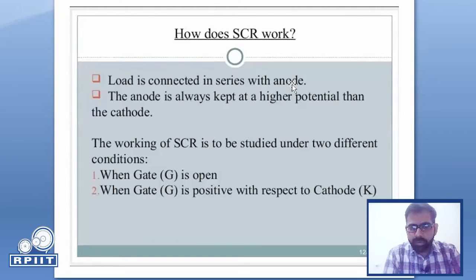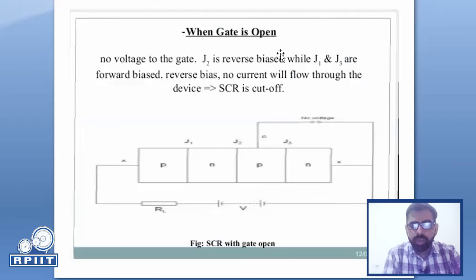So the load is connected in series with the anode. The anode is always kept at a higher potential than the cathode. So anode and cathode are the two terminals. Anode is always kept at a higher potential in comparison to the cathode. The working of this SCR is divided into two categories. So two different conditions we will apply for the working of this SCR. The first one is when the gate is open, when our gate terminal or gate switch is open, and the second is when the gate is positive with respect to the cathode. So we'll understand this with the diagram.